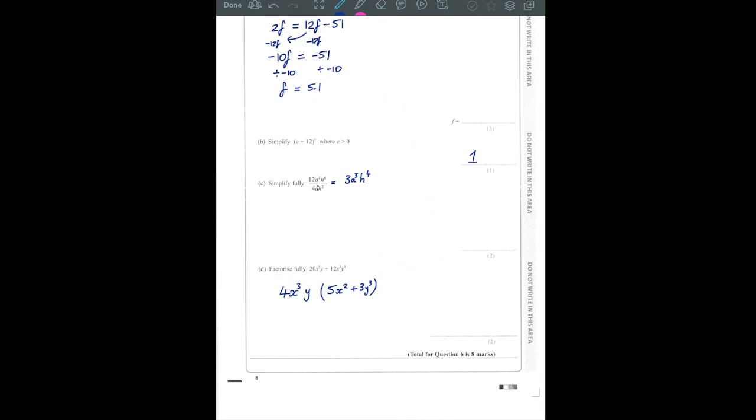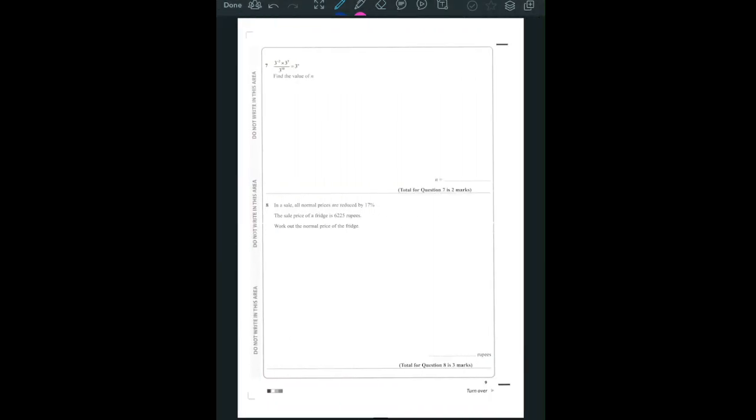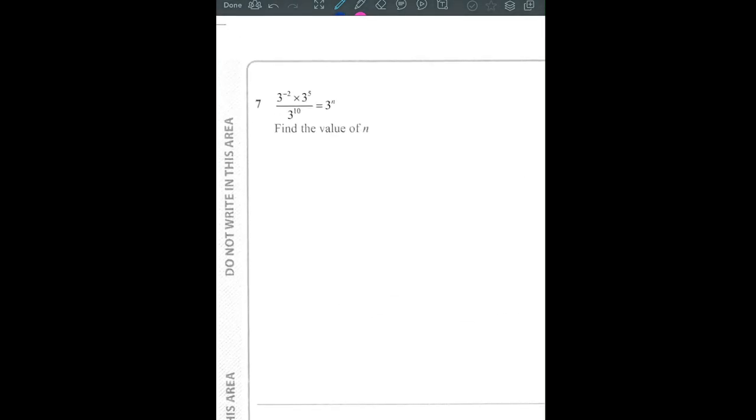There's no intuition to go with it, but you can expand that bracket back out. If you get the original question, fabulous. If you don't, you've made an error somewhere. Move into question 7. Some more indices work.